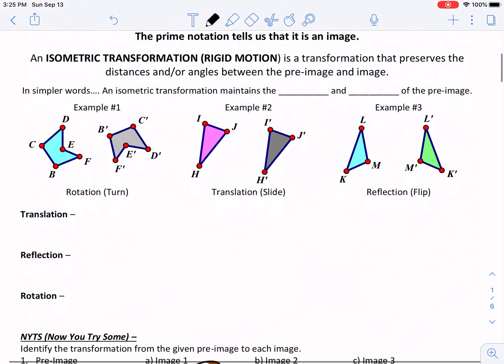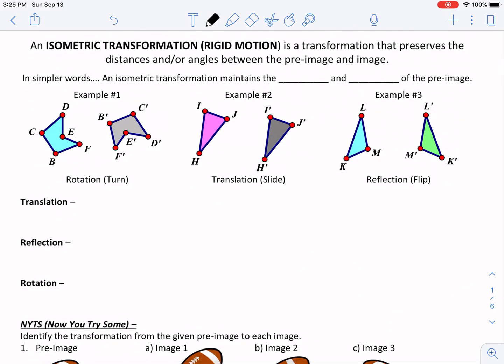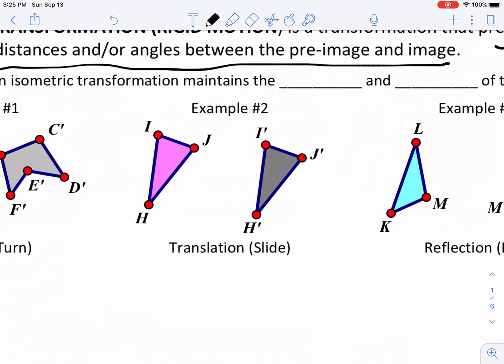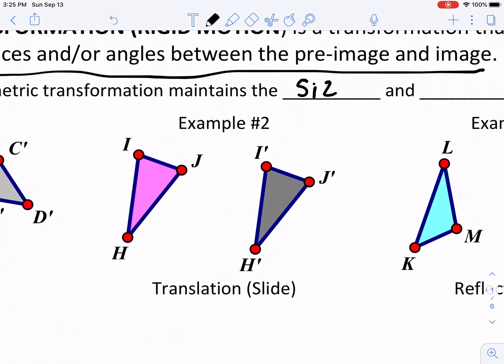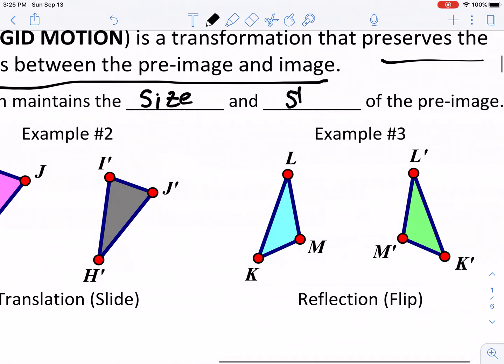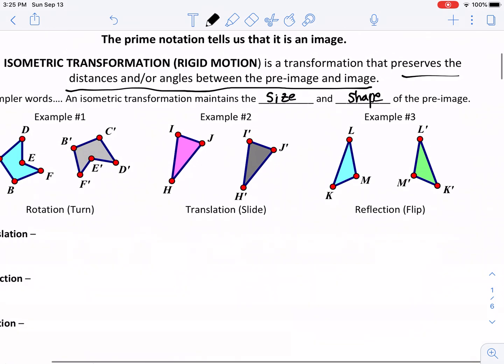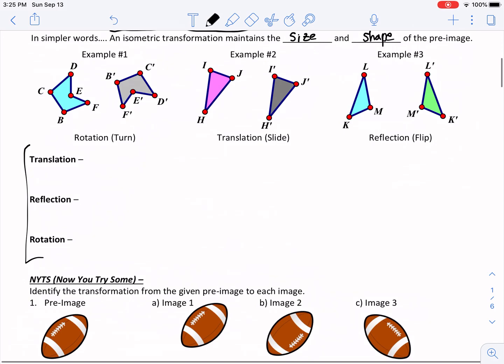Now, all of these guys here that we're going to be talking about, translation, reflection, rotation, those guys are considered isometric transformations, okay? Rigid motion. What that means is it preserves the distances and or angles between the pre-image and image. Or another way to simply say it is it maintains the size and shape of the image, okay? So no matter what we do to that original image, that pre-image, what we start with, it maintains the same size of it and the same shape of it, okay?